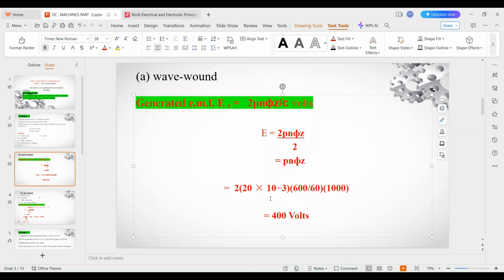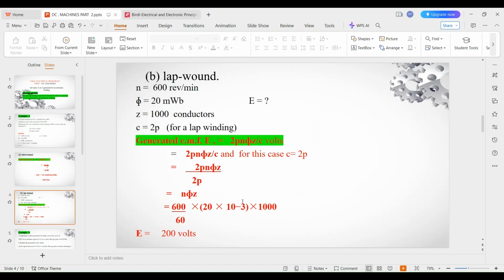When you replace the values, we shall have 2 times 20 raised to 10 negative 3 times 600 divided by 60 times 1,000. When you key these values into a calculator, the generated EMF will be equal to 400 volts. Are we together up to that point? Let's look at part B, if that is clear.